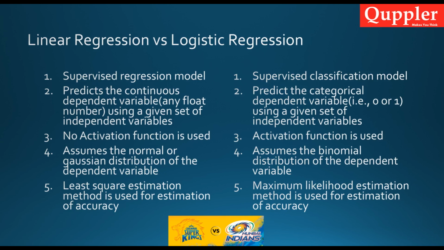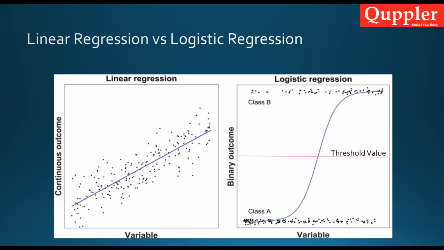logistic regression. If you look at this diagrammatically, in linear regression most of my data points lie near my best fit line. So if this is my best fit line, most of my data points lie around it, and the values could be anything. It doesn't always have to be 0 or 1. The range can be anything. It can be determined, and that would always be a continuous outcome.